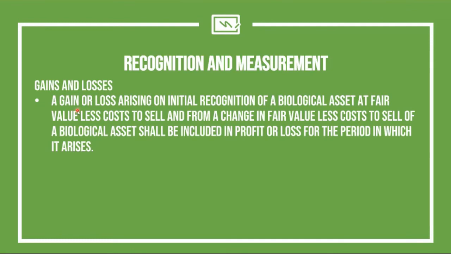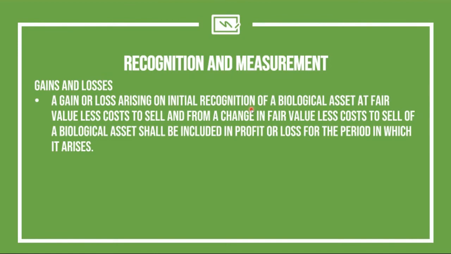Now you might be asking, sir, how is it that there will be gain or loss on initial recognition? Okay? So this usually happens once we have agricultural produce. So if, let's say, for example, the bearer plant was recognized separately, once you get the harvest, it is going to be recognized as gain. So we debit the harvest, whatever harvest we got, and we credit gain on harvest.